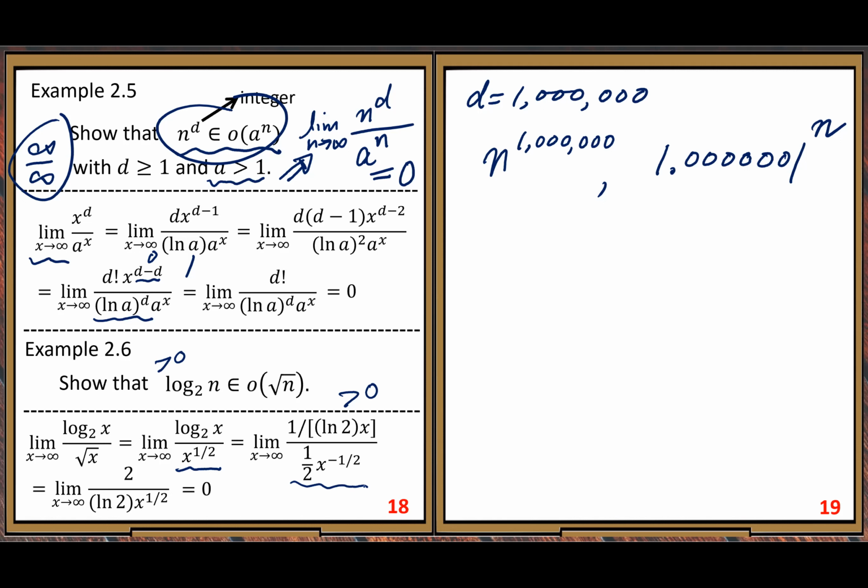Since the whole limit is 0, you can go back to the integer limit version, that is, the limit as n goes to infinity of log base 2 of n over root of n. This limit must be 0. So you get this little o asymptotic notation.